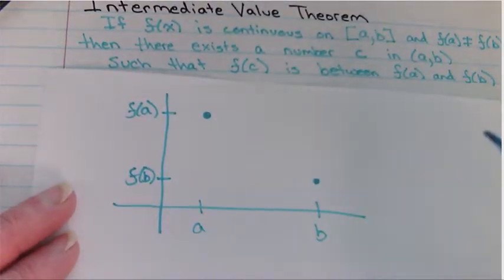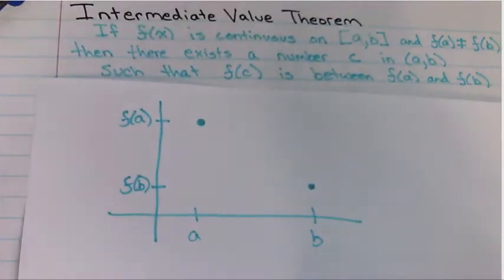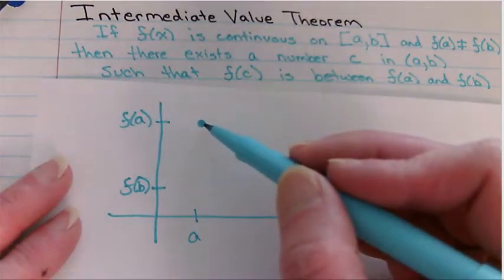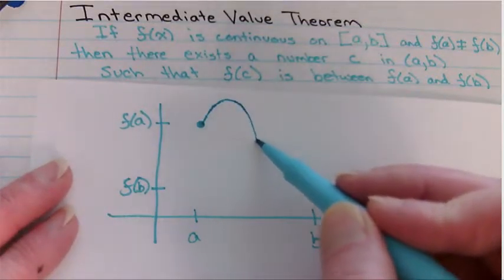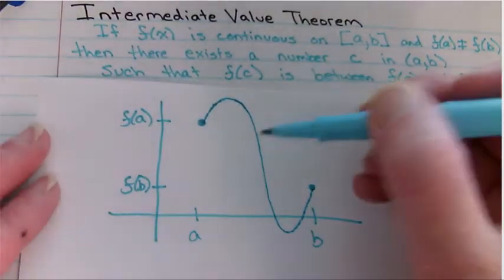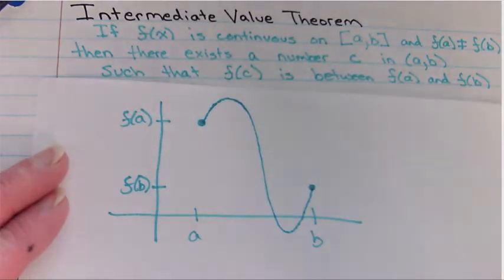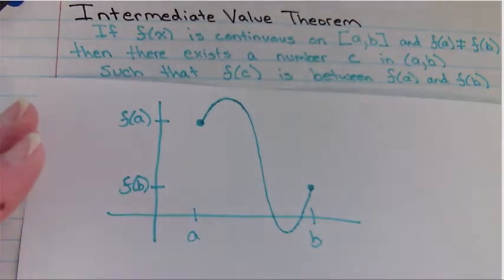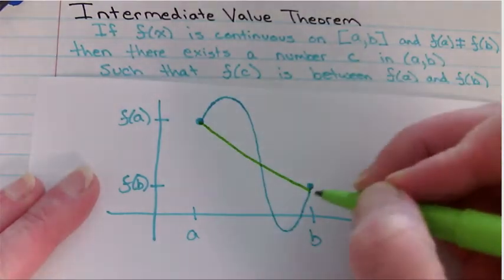I challenge you to try to connect the dots without going through every y value. It's impossible. To connect them, even if I went up, I have to go back down and come back to B. So I am still going to pass through every point from f of A to f of B. Even if I did a straight line, I'm still going to pass through every point from f of A to f of B.